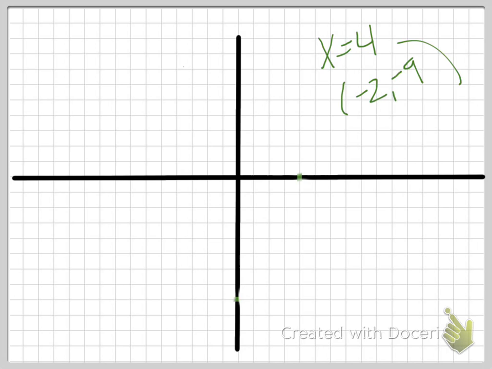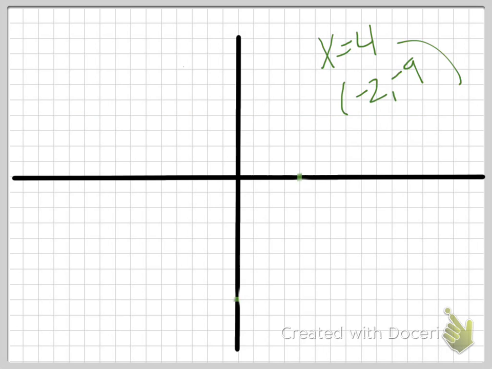The directions are to write the equation of the line that's parallel to x is equal to 4. 1, 2, 3, 4. I know the minute I do it, it's going to look familiar. And passes through -2, -9. Oh, whoops. That's not x equals 4. I definitely didn't do this.